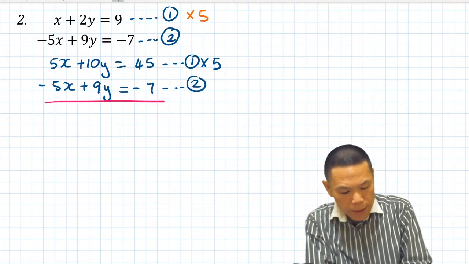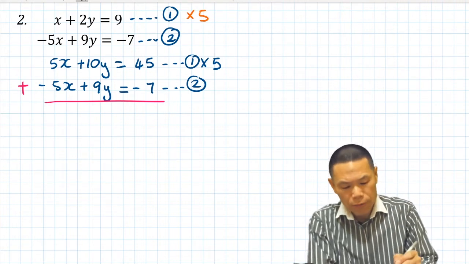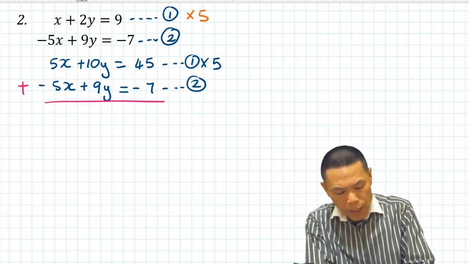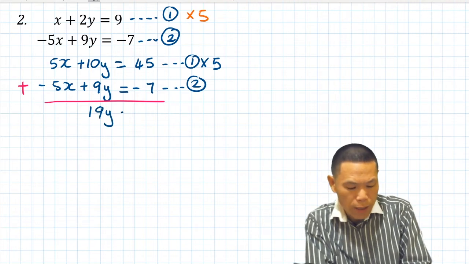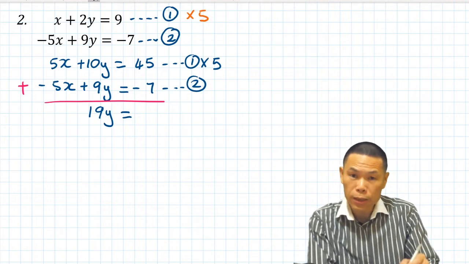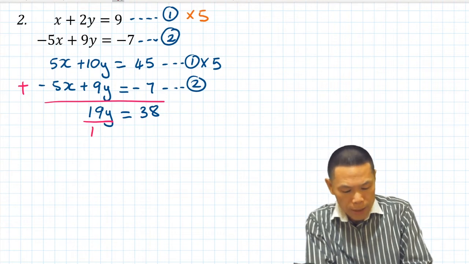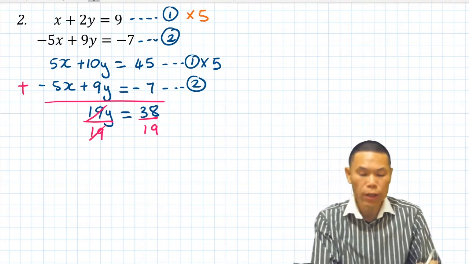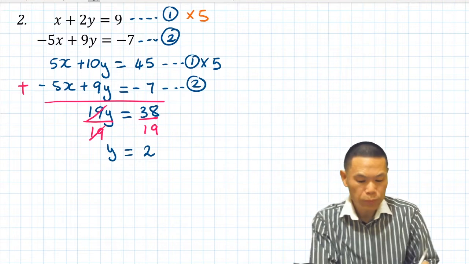And what happened is I add them up. So that means 5x minus 5x is equal to 0. That means x is eliminated. And then 10 plus 9 is 19. So that is 19y. 45 minus 7. So 40 minus 7 is 33, and add 5 is 38. And I divide this by 19. And I divide this by 19. So that's gone. So therefore, y is equal to 2.